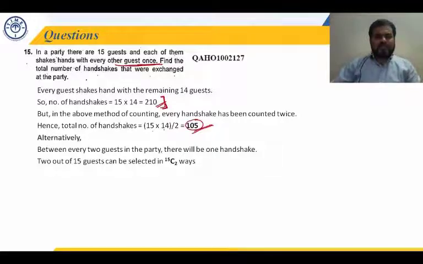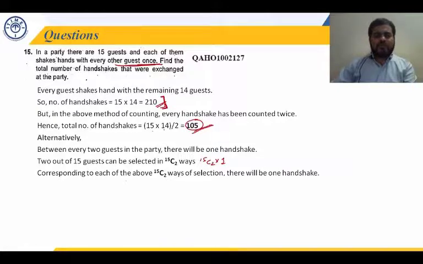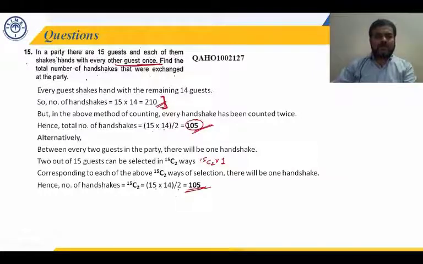So 15C2 is the number of selections of every 2 guests in the party, and every 2 guests will have 1 handshake between them. So number of selections will be 15C2. For every selection there is 1 handshake. So just multiply 15C2 with 1, which is nothing but 15C2 only, right? So corresponding to each of the above 15C2 ways of selection, there will be 1 handshake. And hence the number of handshakes will be 15C2, which after calculation is 15 into 14 divided by 2, which is 105. Okay, you get the same answer.